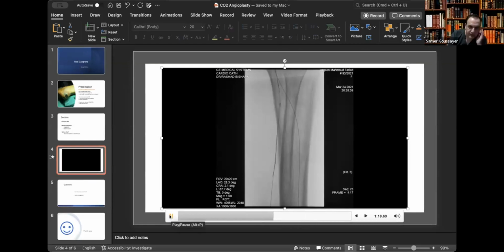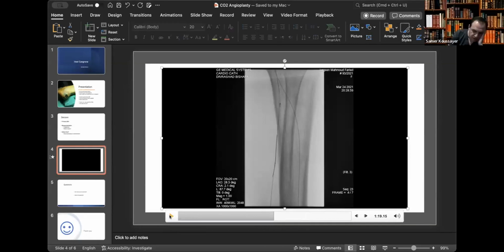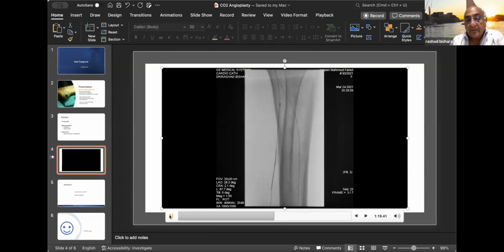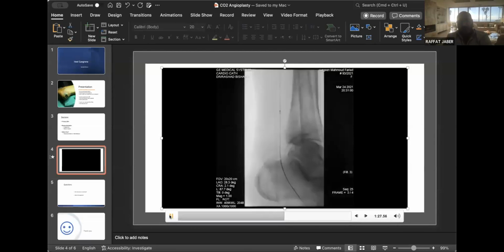What kind of wire is it? That's a 0.18 Advantage wire. It's a Terumo company glide wire. Yeah, 0.18 glide wire. Gold Advantage, they call it, I think. So it goes all the way down to the lateral plantar artery.